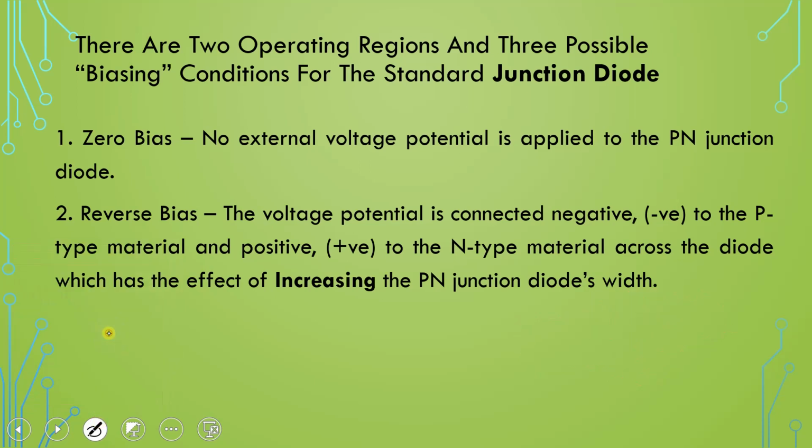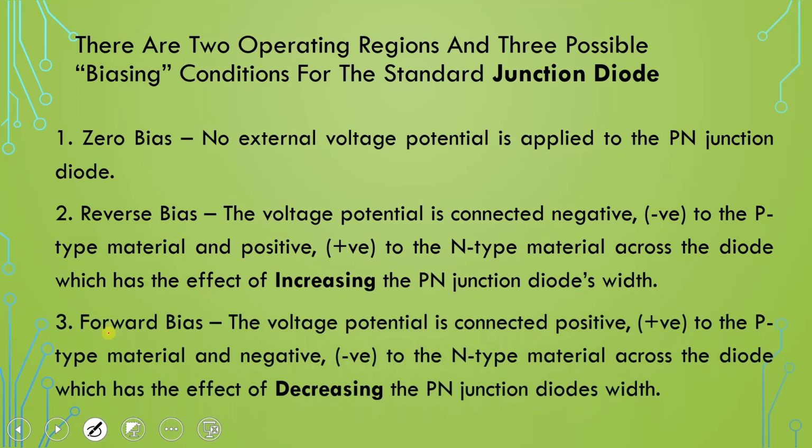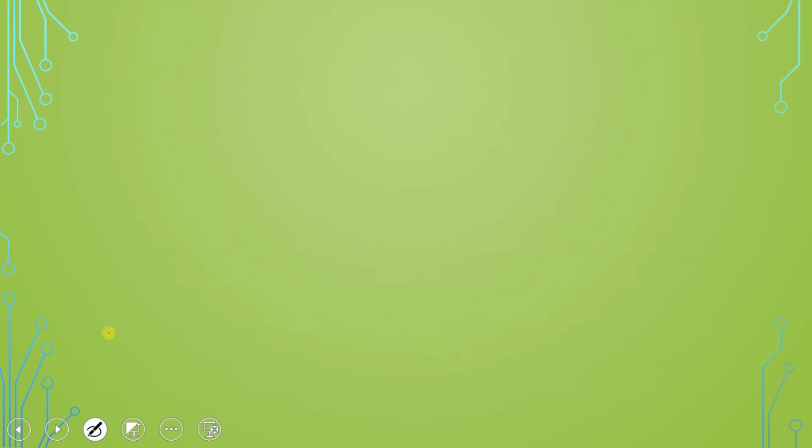And the third one is forward bias. In the case of forward bias, voltage potential is connecting positive to the P type material and negative to the N type material across the diode, which has the effect of decreasing the PN junction diode width. Here the depletion layer is narrow.